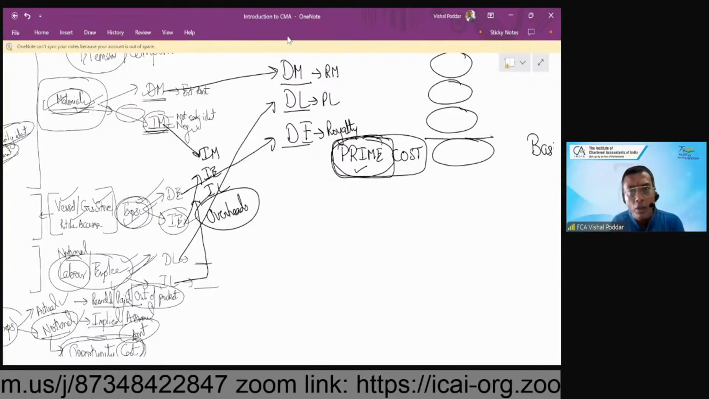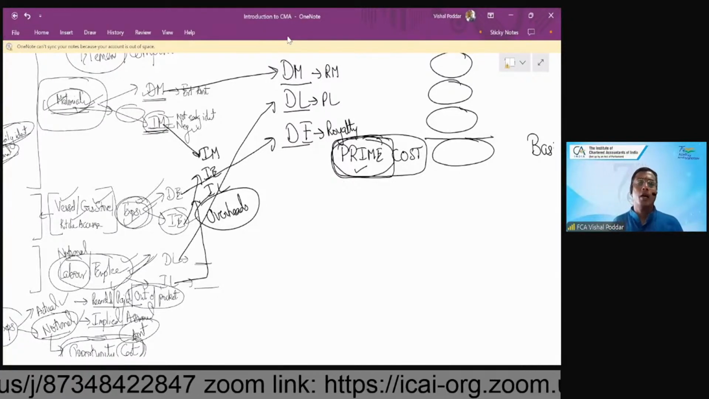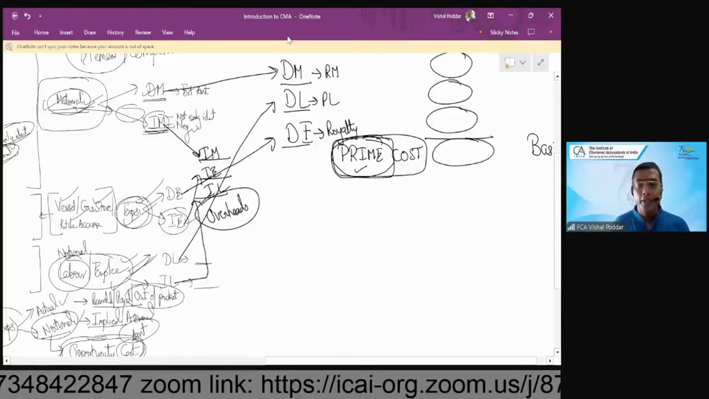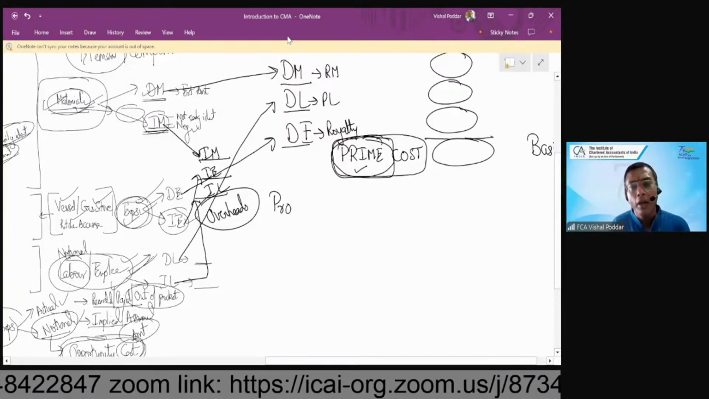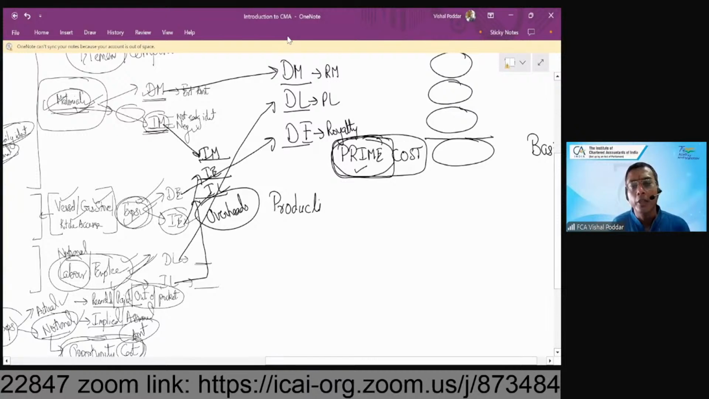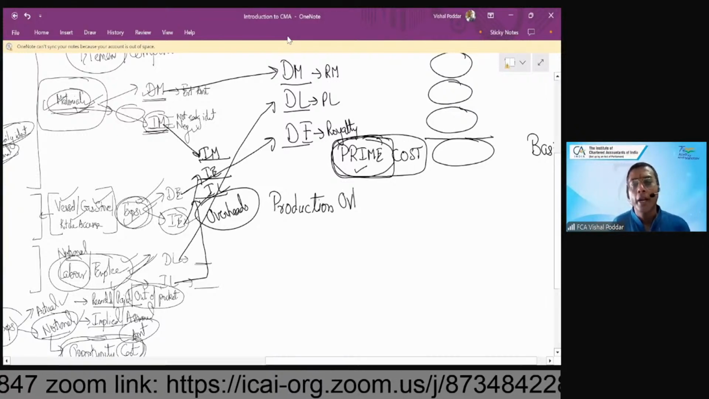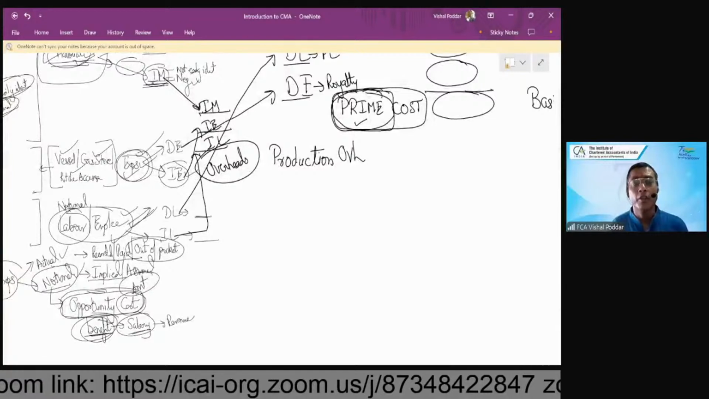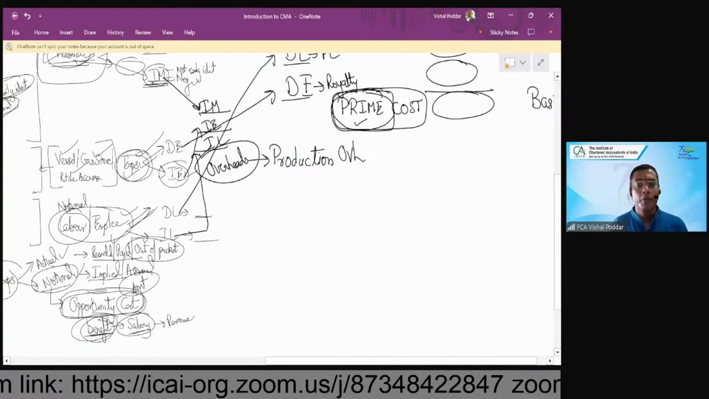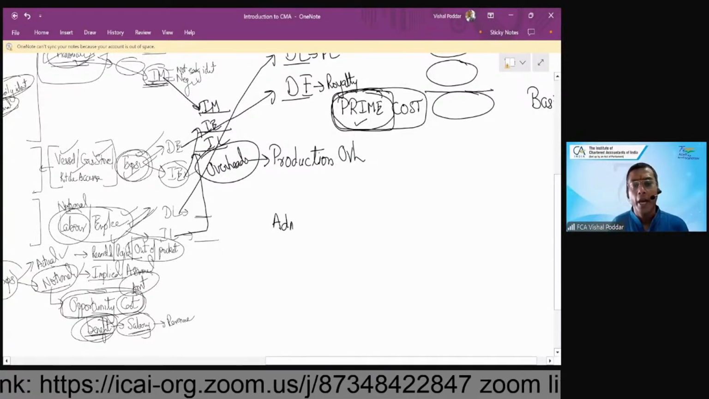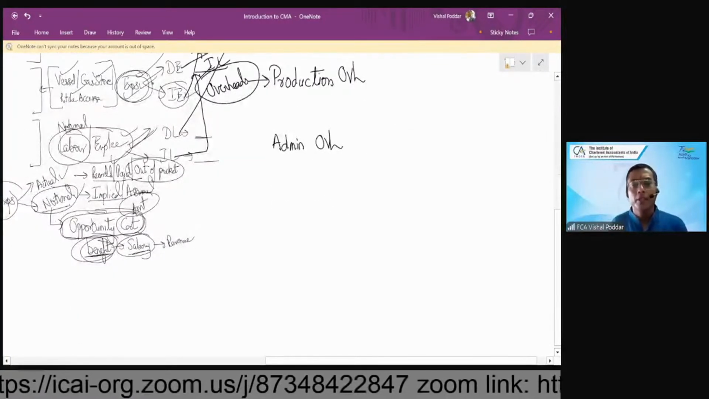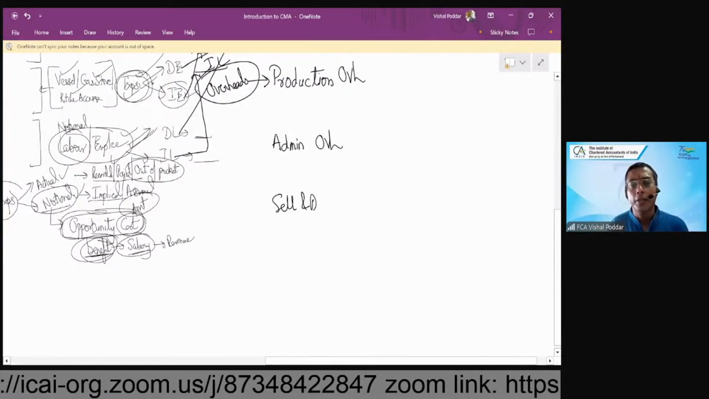And then the additional costs, which are equally important, are the overheads. So all indirect material, indirect expense, indirect labor is overheads. Now within overheads, we make a further bifurcation. So overheads are then split into three categories. This is function-wise bifurcation. So you have production overheads, you have administration overheads, and you have selling and distribution overheads.